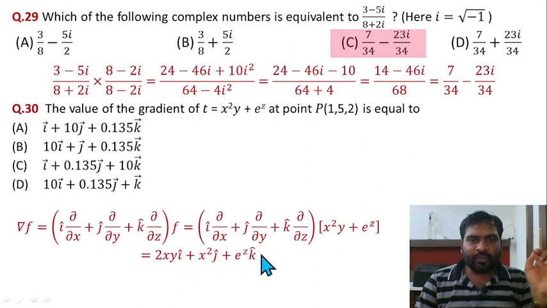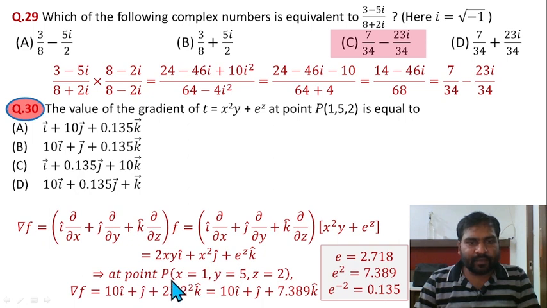So this is going to be 2 times xy i cap plus x square j cap plus e raised to power z k cap, and at x equal to 1, y equal to 5 and z equal to 2, the gradient of f is going to be 10 i cap plus j cap plus e square, e square value is 7.389, k cap. So none of these options is correct. So this question's option is not correct.